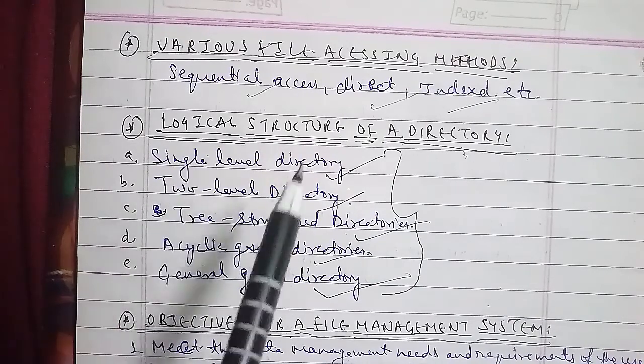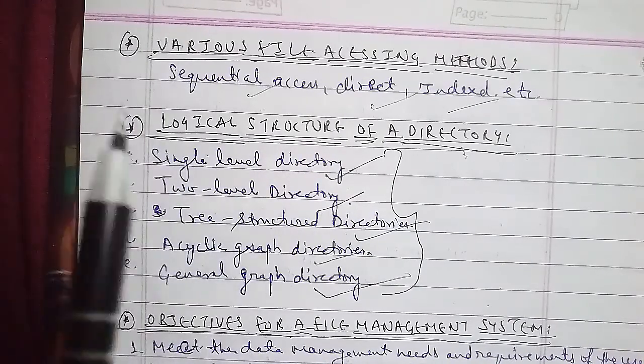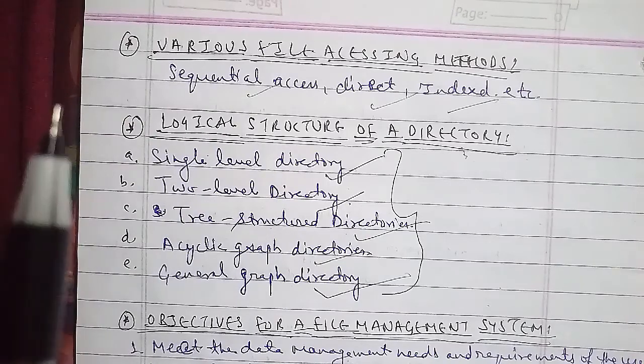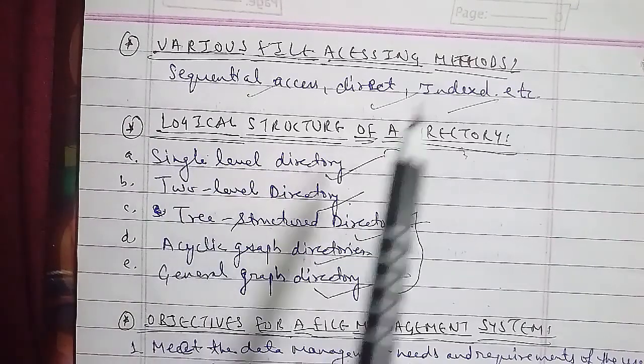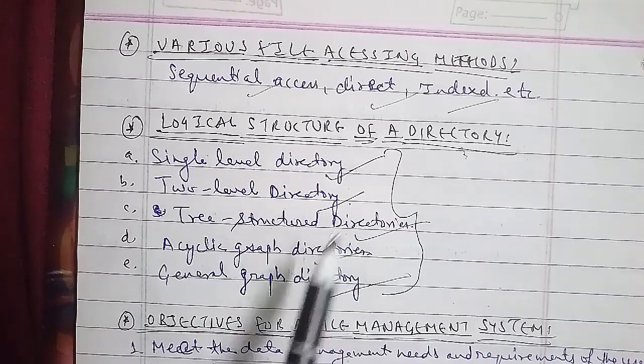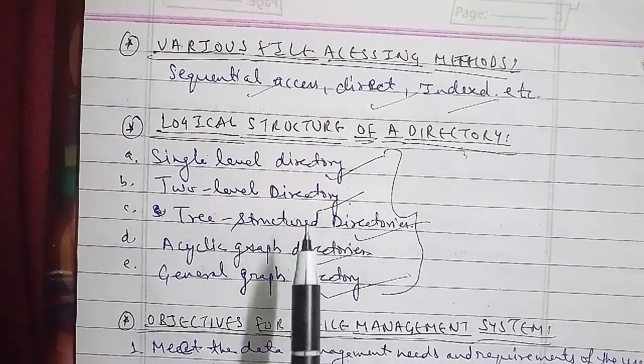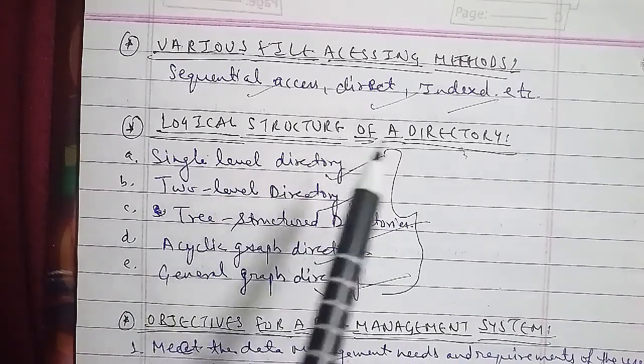Now they can ask you to name four common file types. The four common file types are text file, source file, object file, and executable file.